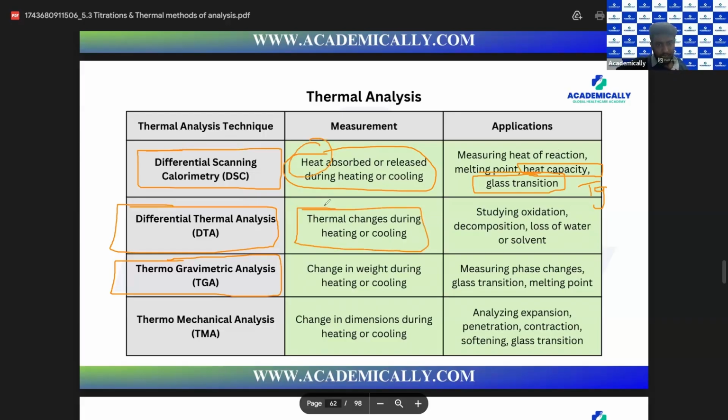Heat. Here it is temperature. समझ रहे हो? Are you understanding the difference? Heat and over here temperature. It is useful to study the oxidation, decomposition, the loss of water.